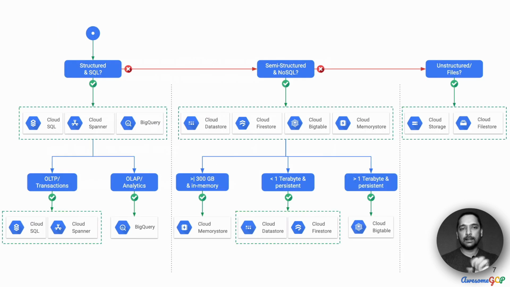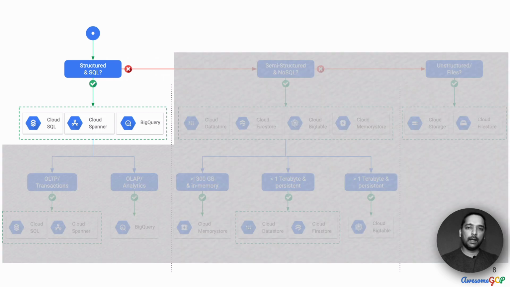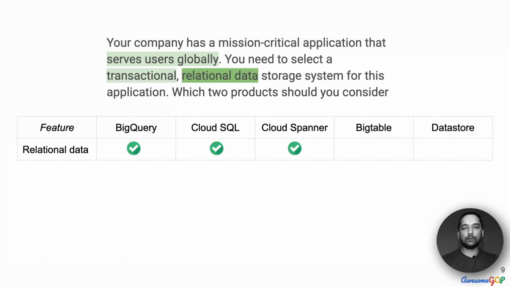This is a flowchart that helps you choose the right storage option. You need to be thorough with this flowchart. Looking at this flowchart and just marking off the portion that is required for relational data, which is accessed using SQL and typically structured, we can see it is this highlighted portion on the top left. So the three options we have are BigQuery, Cloud SQL, and Cloud Spanner. Bigtable and Datastore are not relational data.